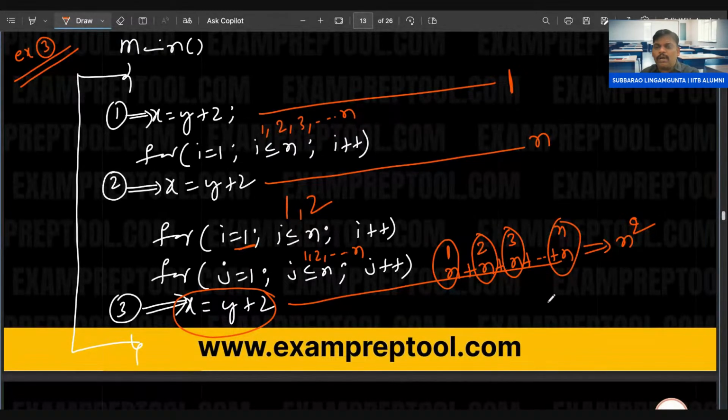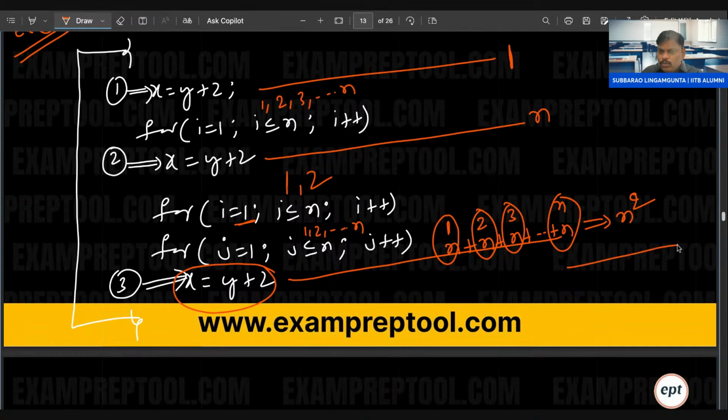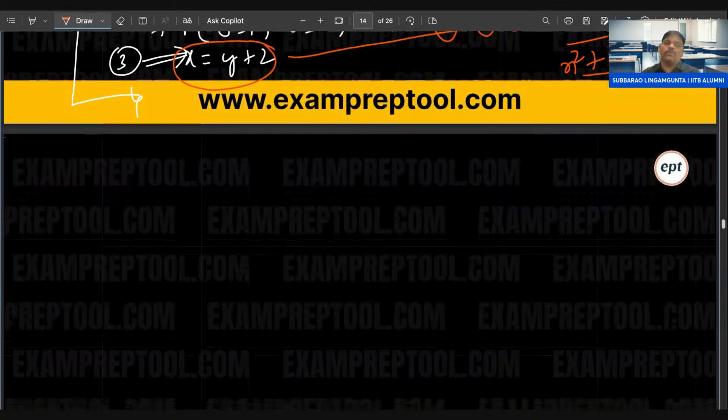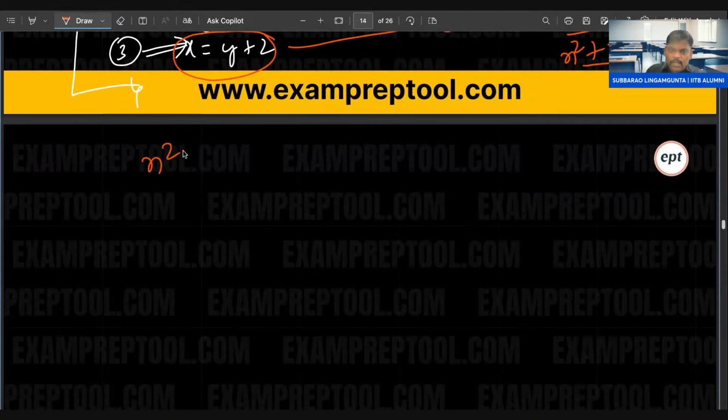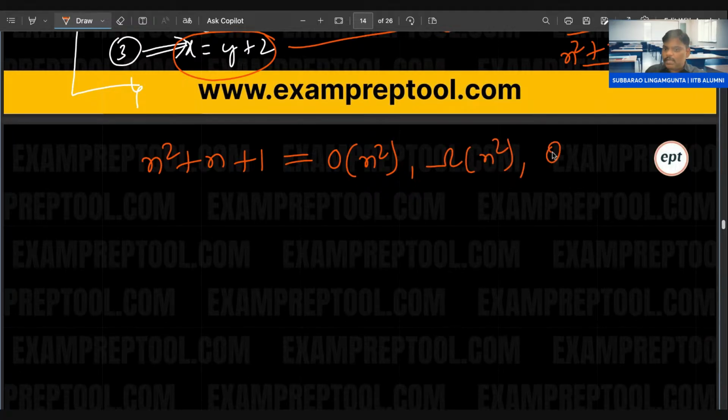So the total program order of magnitude, if you observe, is n square plus n plus 1. 3 statements are there, and every statement's order of magnitude I have written. Now see, total program order of magnitude is n square plus n plus 1. This can be written as big O of n square, can also be written as omega of n square, can also be written as theta of n square. This is the third problem, time complexity.